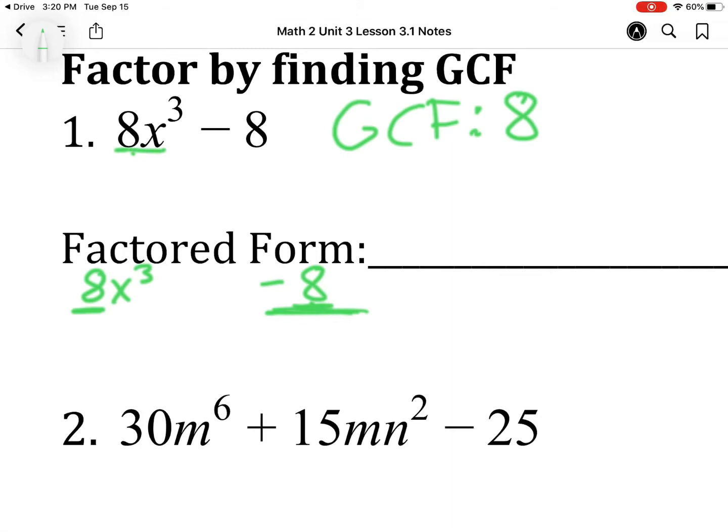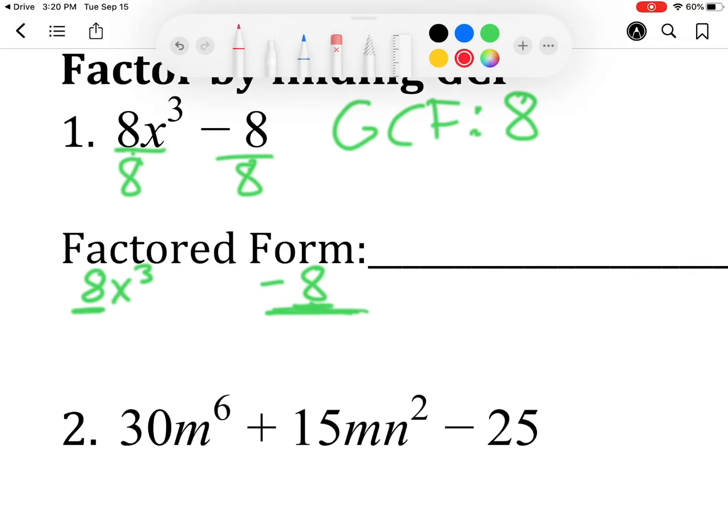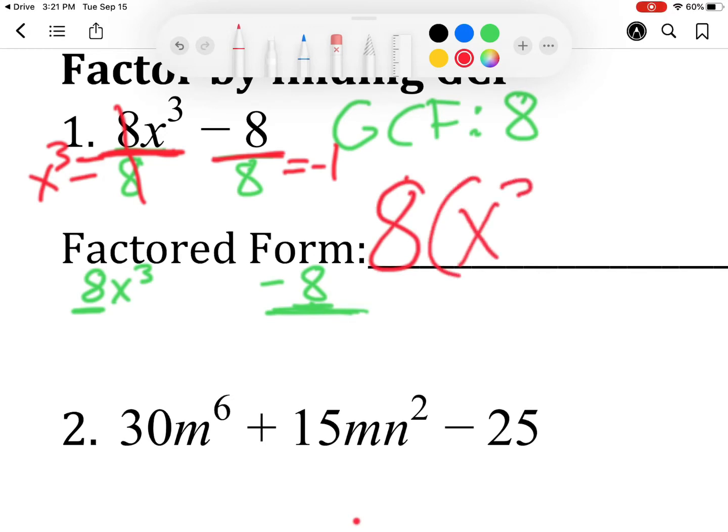So we're going to take each term and divide it by our GCF. 8x to the third divided by 8, well, 8's cancel out, and you're left with x to the third. Negative 8 divided by 8, well, negative divided by a positive is a negative, and 8 divided by 8 is 1. So our answer is the GCF, parentheses, x to the third minus 1. And that is how you would do these.